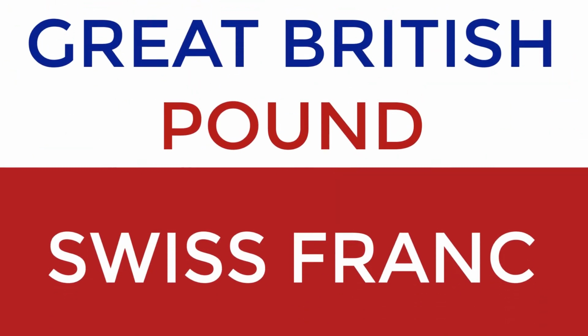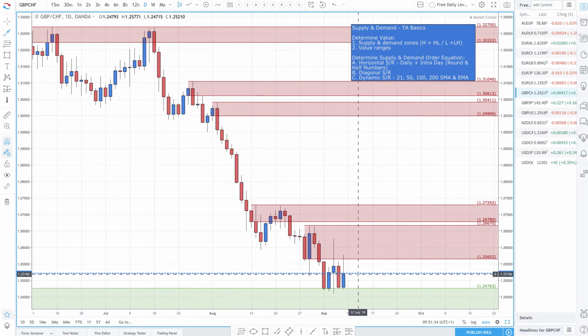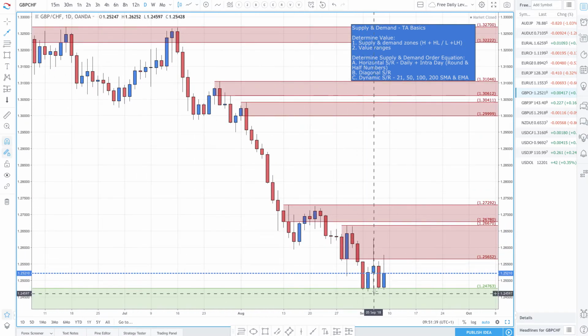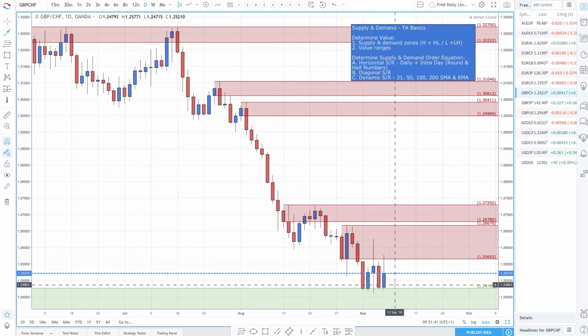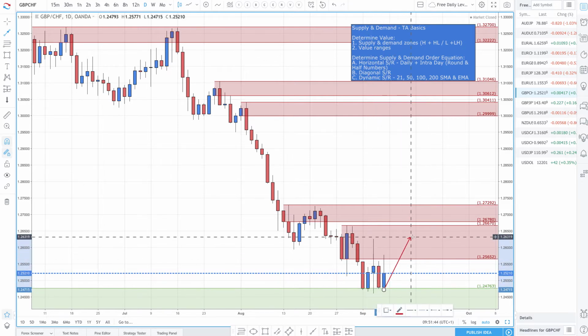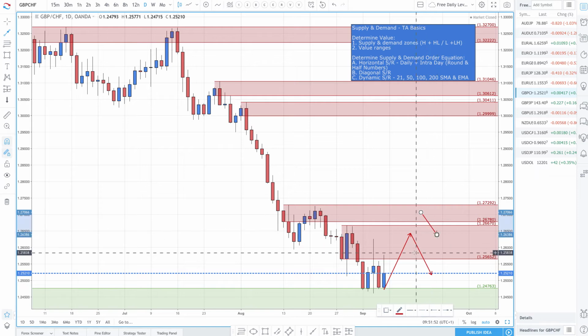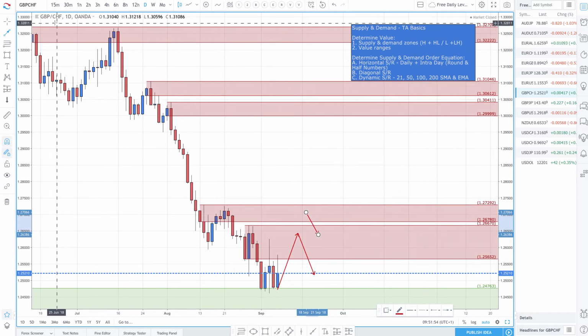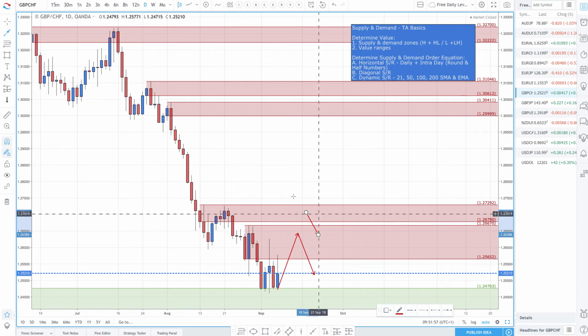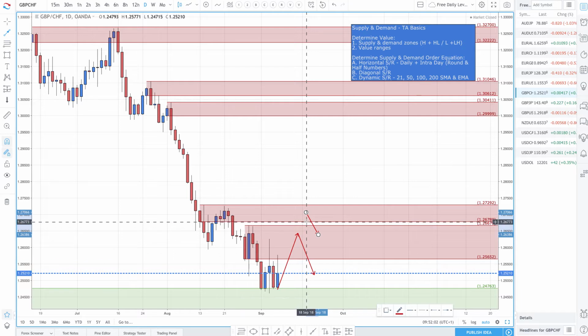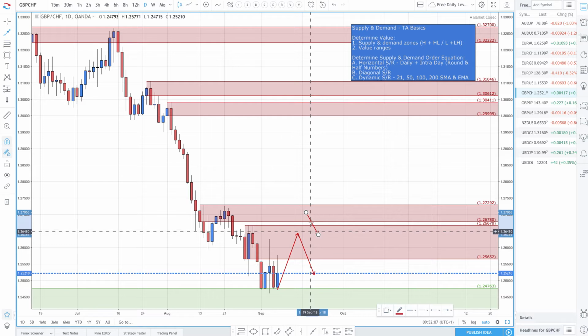But moving on to the pound Swiss. The pound Swiss, again, we're down into this demand zone right here, getting a bit of support, a bit of demand. So potentially, again, bullish news surrounding the pound. This is where you'd want to be a seller or get a short of the pound if you were looking to short. If you're looking to buy the Swiss franc and short the pound, then you'd be looking at these areas here.